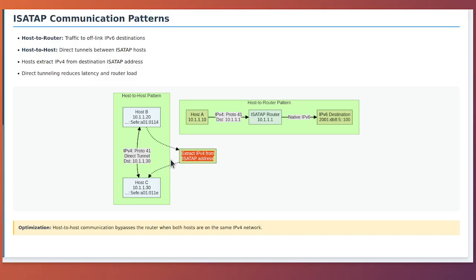This host-to-host tunneling is more efficient because it eliminates the router as an intermediary. The source host encapsulates the IPv6 packet in IPv4 with the destination being the extracted IPv4 address of the target host. The target host receives the packet, decapsulates it, and processes the IPv6 content. This direct communication reduces latency and router load. However, it requires that both hosts support ISATAP and that IPv4 connectivity exists between them.